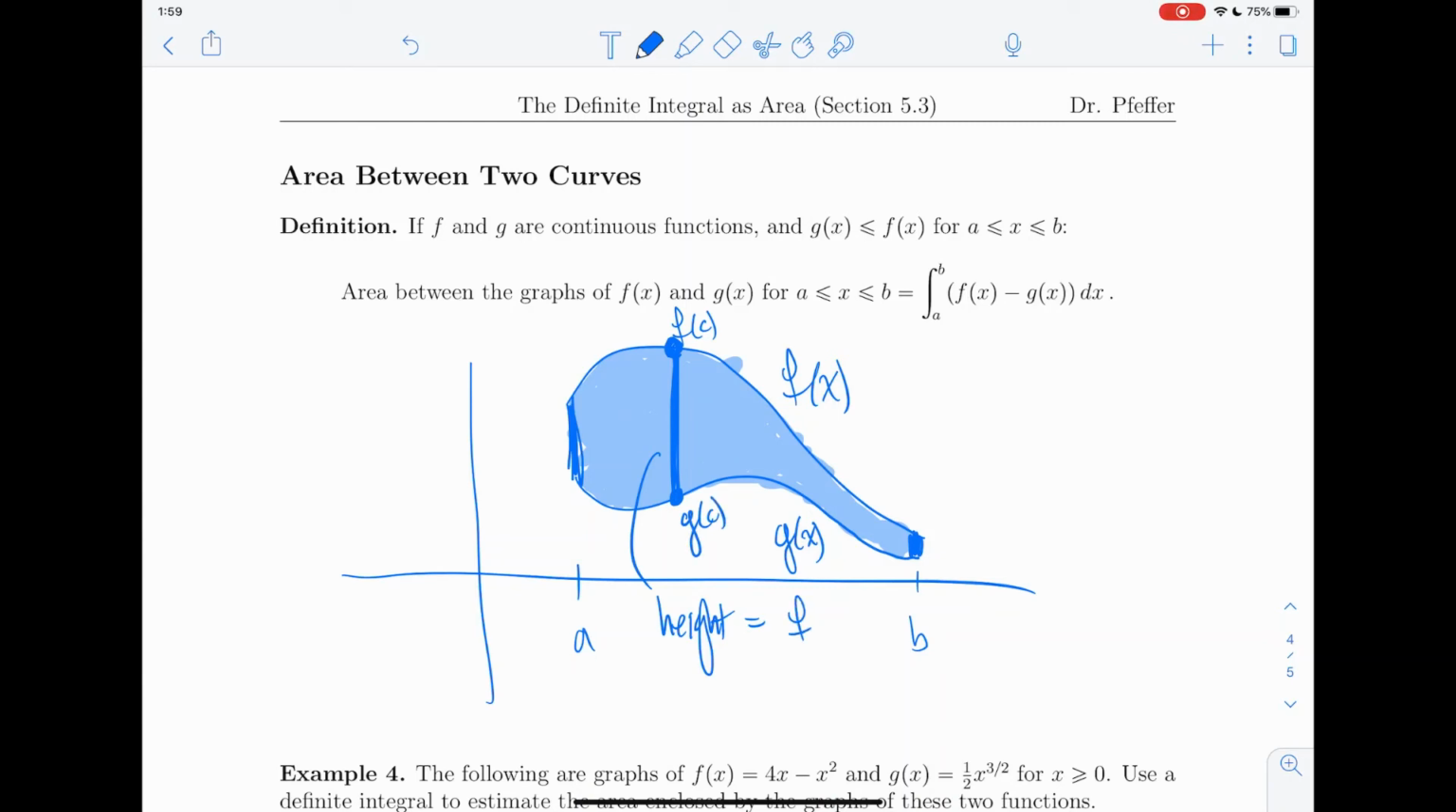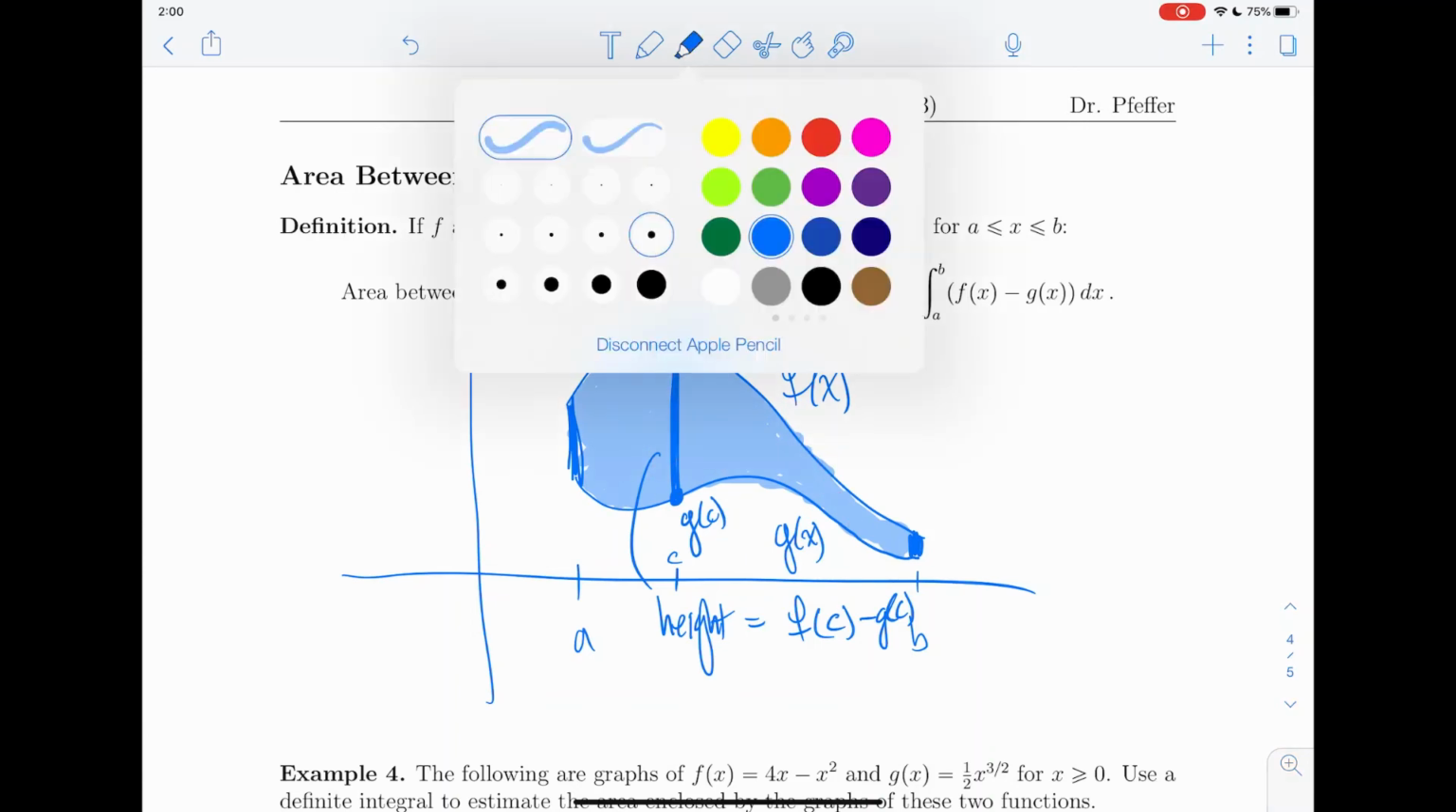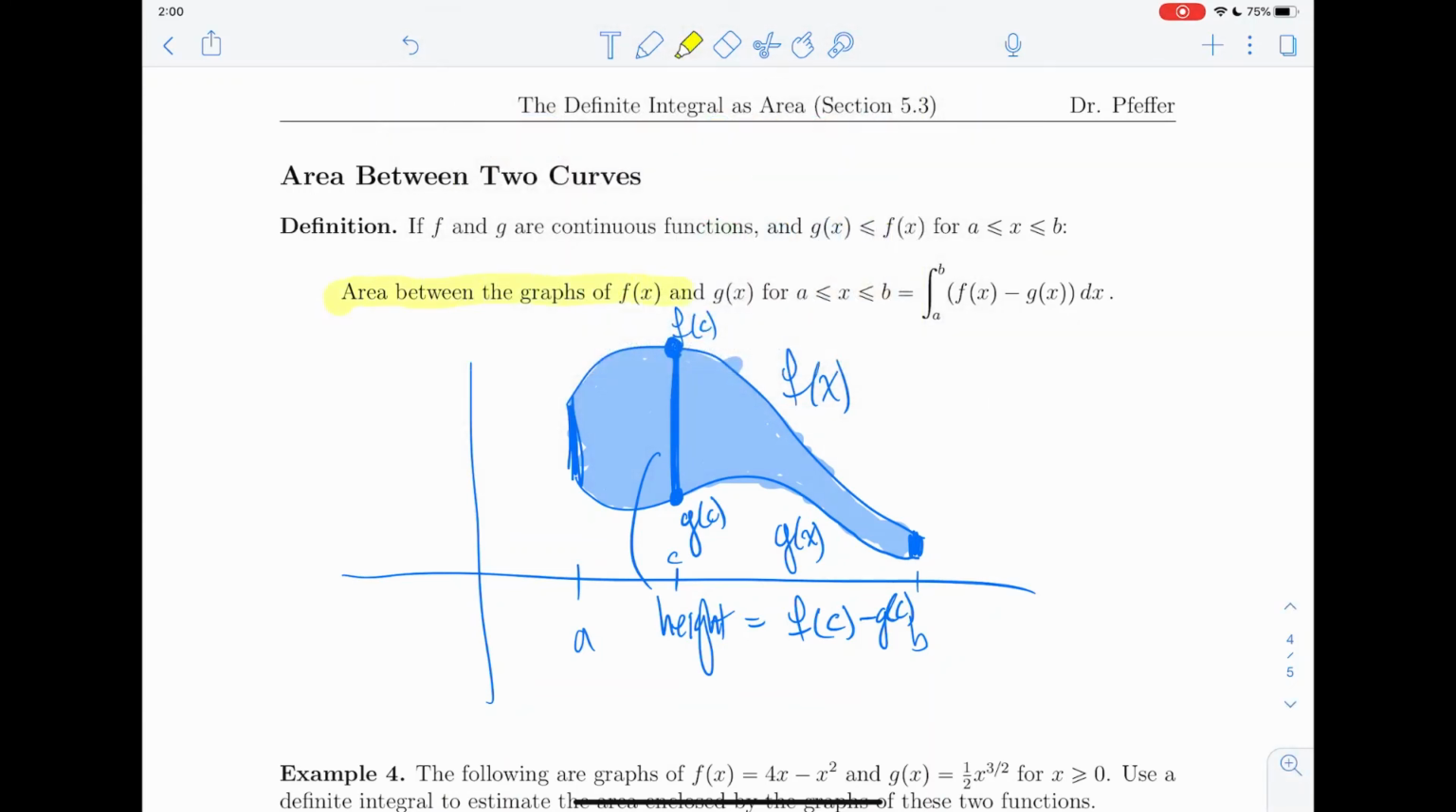So that's actually equal to, if this is the point c on the axis, f of c minus g of c. And so the only difference is, instead of taking heights of just f as you move from a to b, now you're doing f of c minus g of c as it moves across this region. And so at the end of the day, this becomes our formula. We have that the area between the graphs f and g from a to b is just equal to the same integral, but now of f minus g.